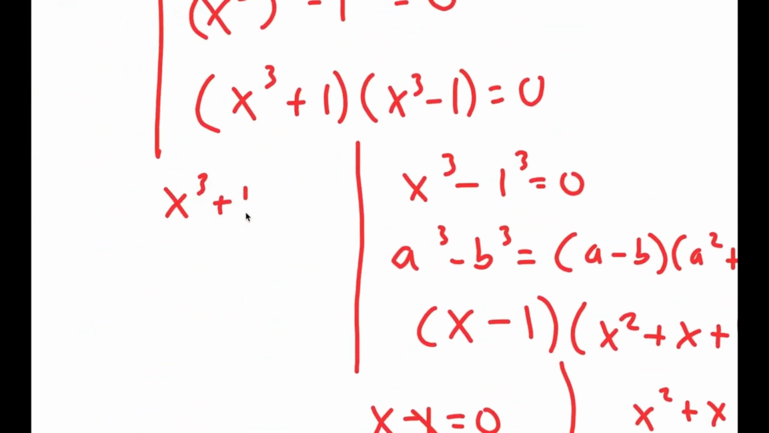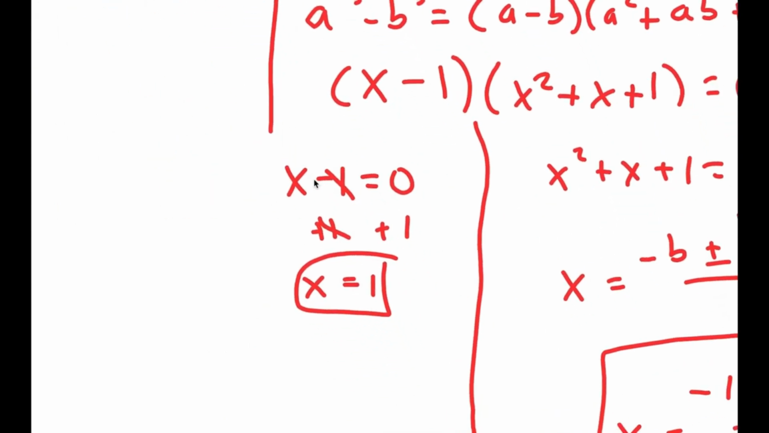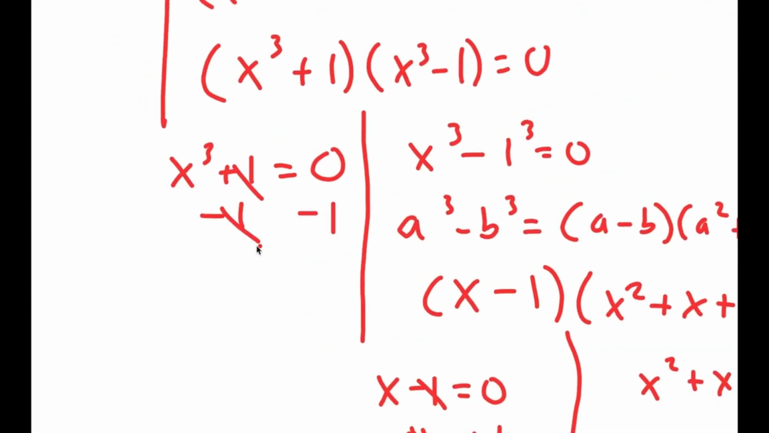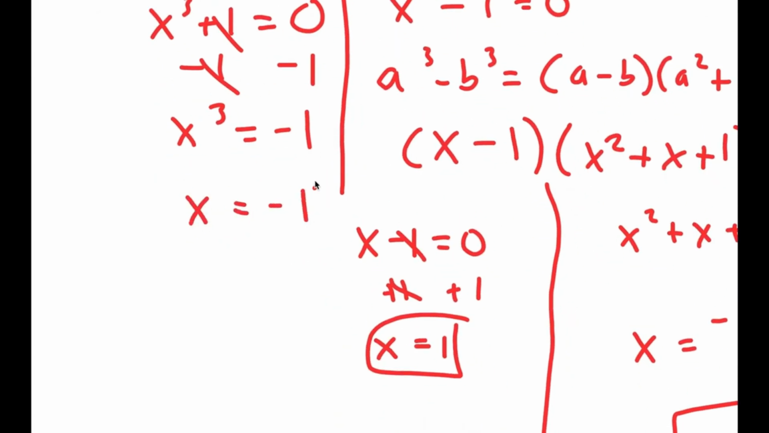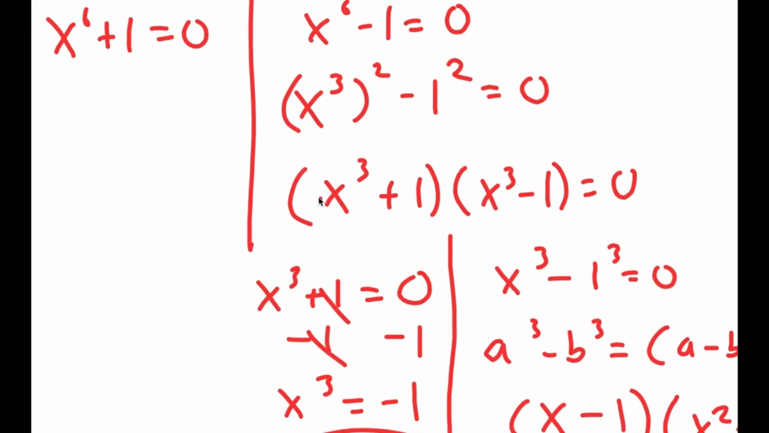So now I have x to the power of 3 plus 1 is equal to 0. And I'm going to subtract 1 on both sides, so I get x to the power of 3 is equal to negative 1, meaning x is also equal to negative 1. So this is another solution.